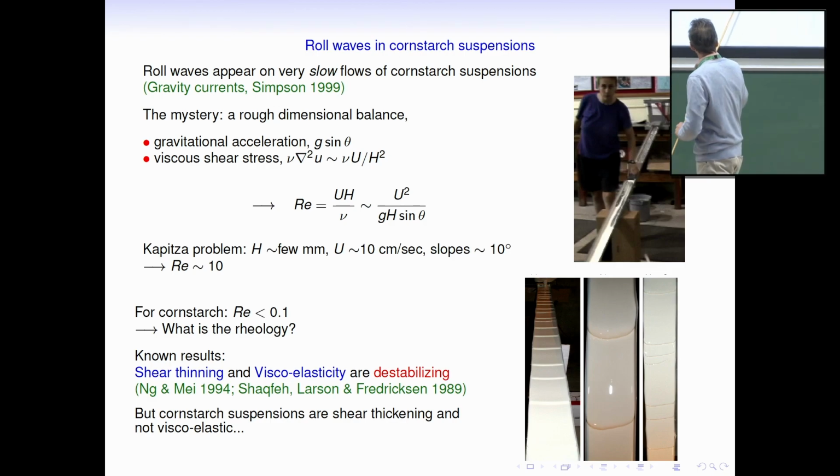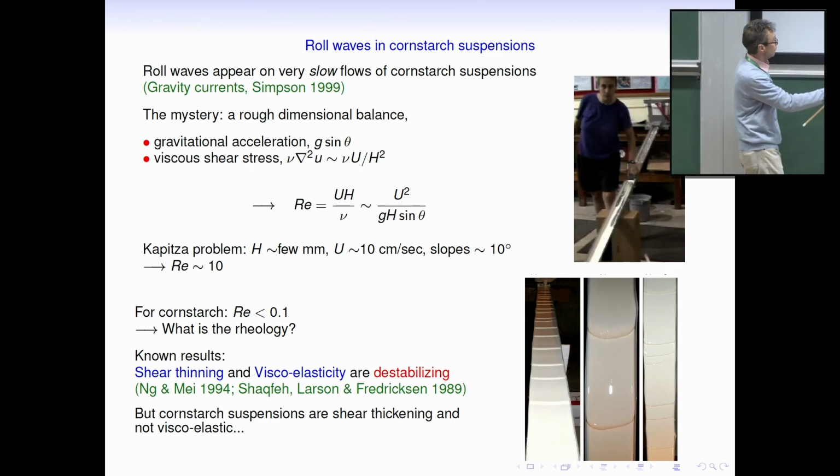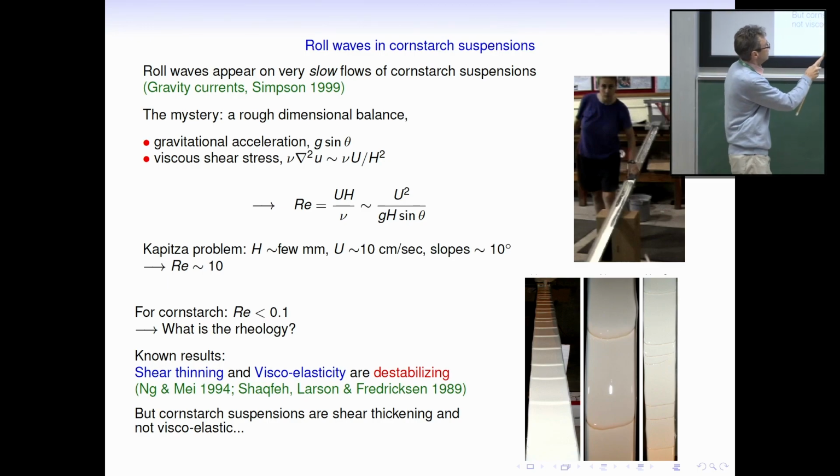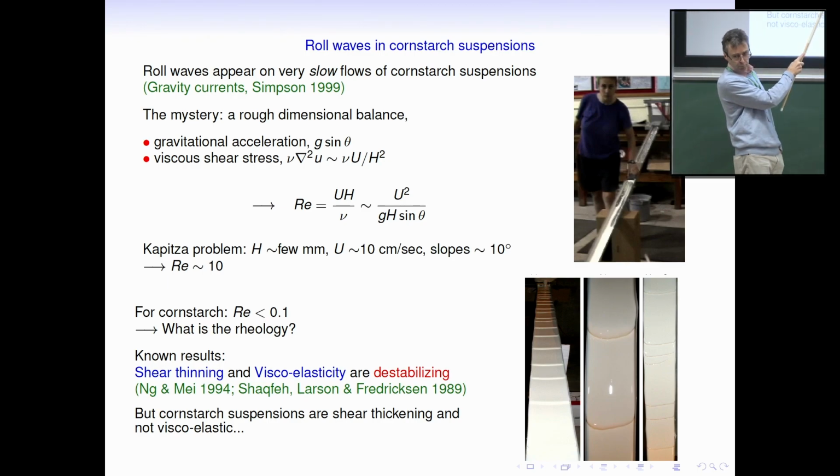So let's assume that we're dealing with a viscous fluid. If you don't know what the viscosity is, you can kind of use rough dimensional balances to say what the Reynolds number is anyway.